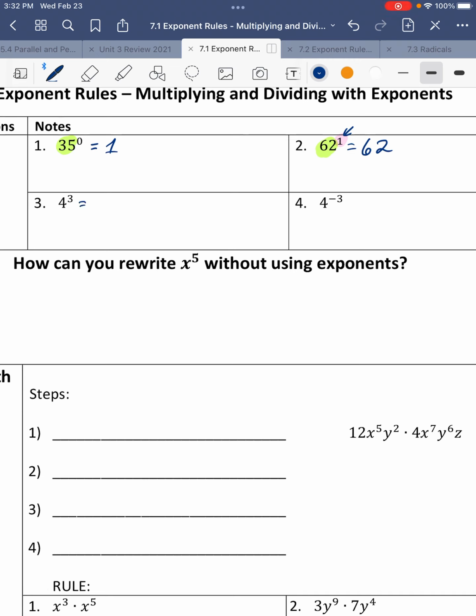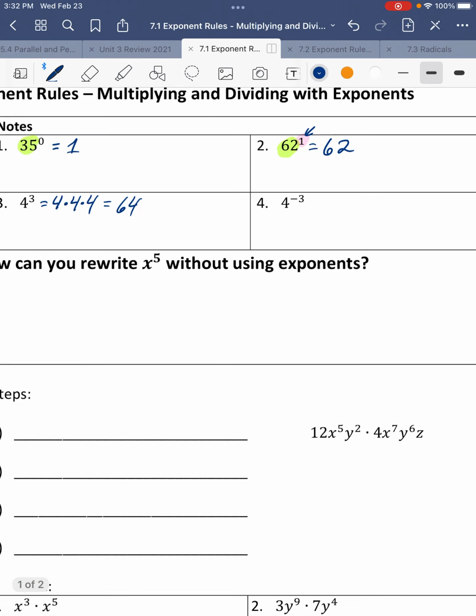And number 3, 4 to the third. An exponent is the simplified version of multiplication. That means 4 times 4 times 4, and that is 64. Now a negative exponent, we actually treat differently. You take the base and the exponent and make it into a fraction, into the denominator, and it becomes a positive exponent. So 4 to the negative 3 is the same thing as 1 over 4 to the positive 3. So we change the exponent, and 4 to the third is 64.